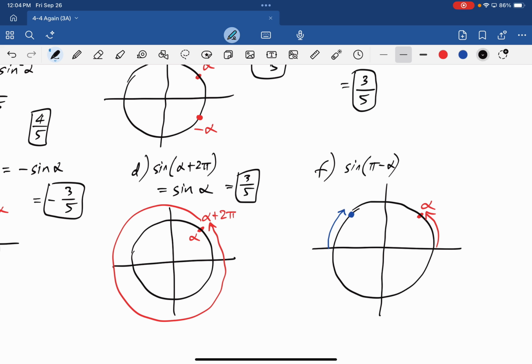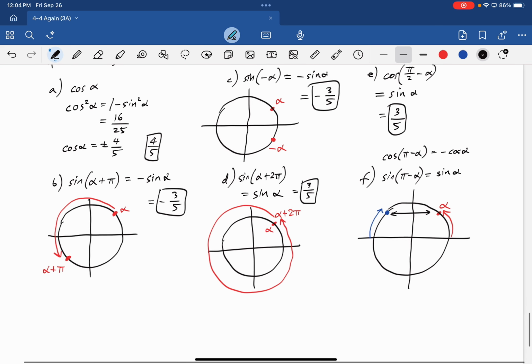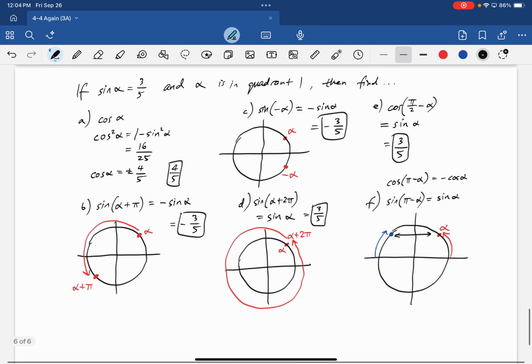Therefore, that keeps our y-coordinate the same. So sine of pi minus alpha is equal to sine of alpha. On the other hand, the x-coordinate flips, right? Because it's a reflection across the y-axis. So cosine of pi minus alpha would be equal to negative cosine of alpha. Okay, so that's how you do these things with unit circle logic.